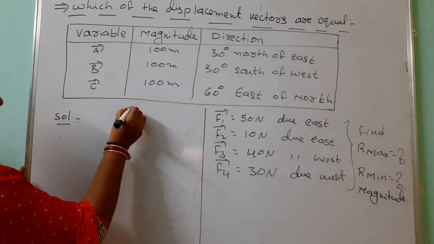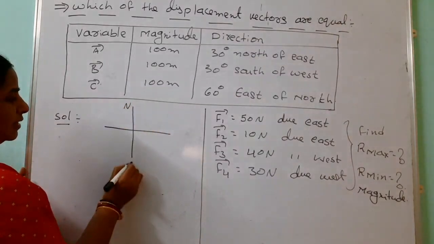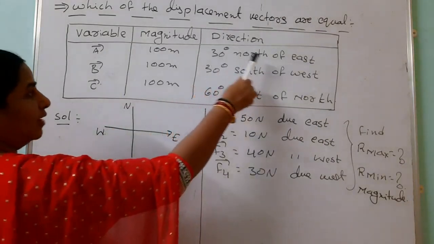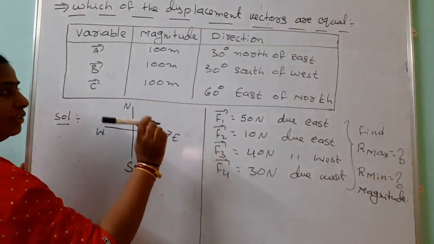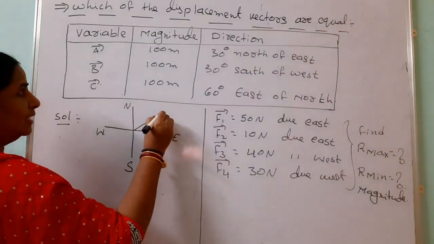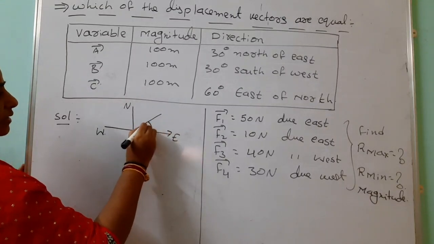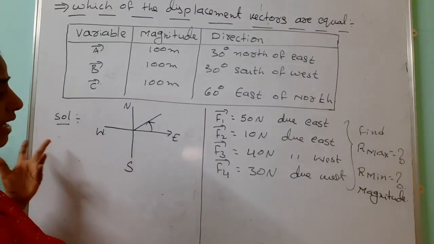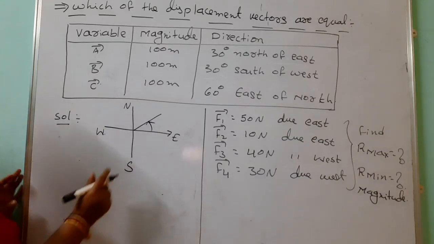Look, here we are taking 4 directions: north, south, east, west. First thing, all the magnitudes are the same. A, B, C magnitudes are the same, but we can go through the direction here. The first one is 30 degrees north of east. Then the second one is 100 meters, the same magnitude, 30 degrees south of west.